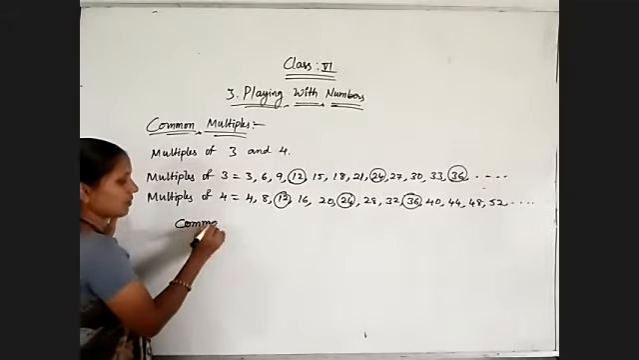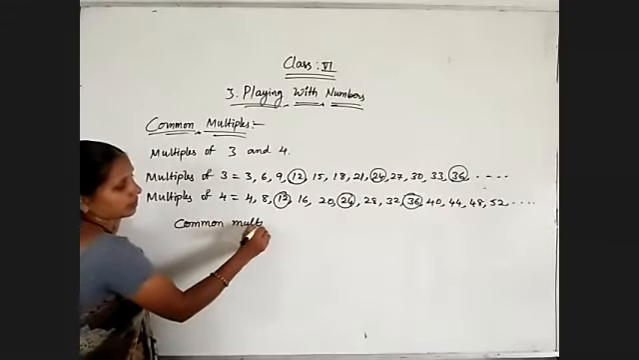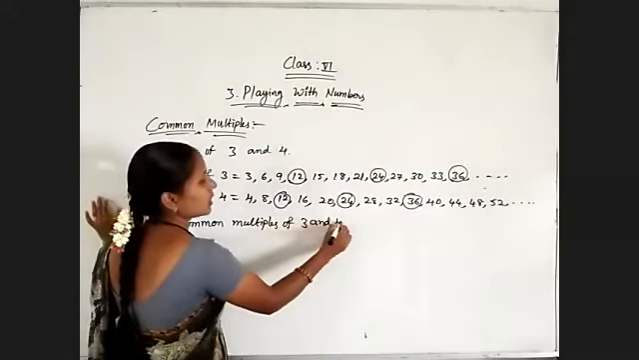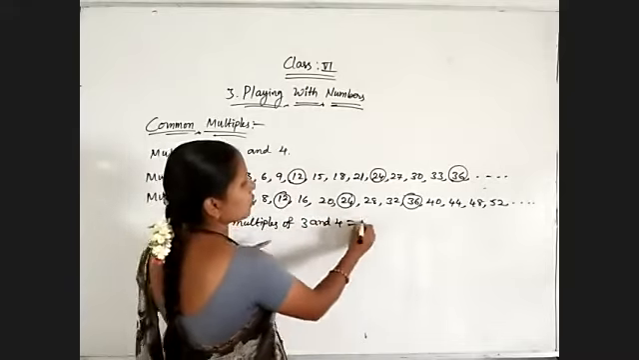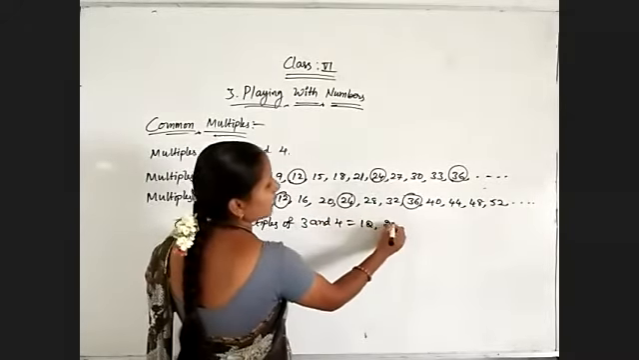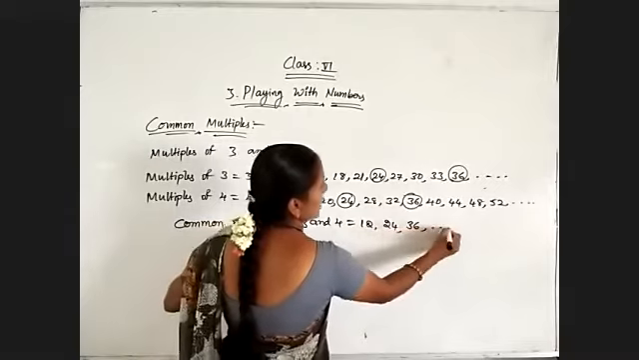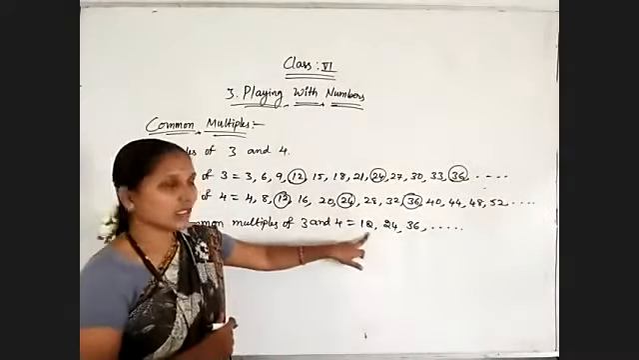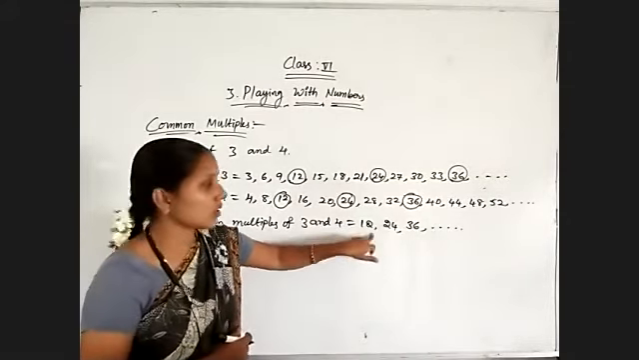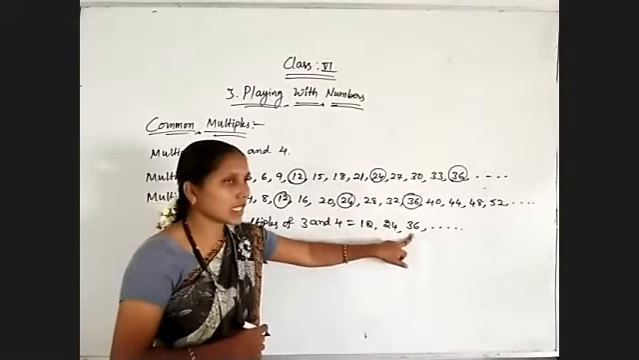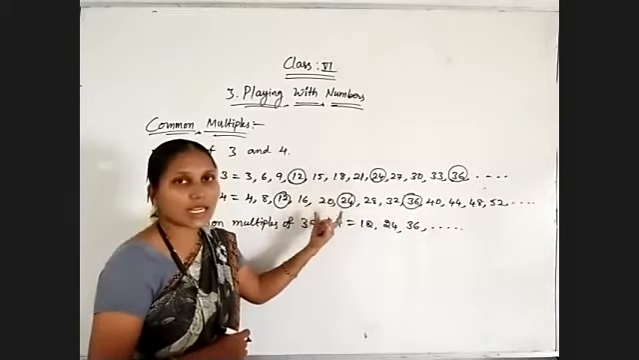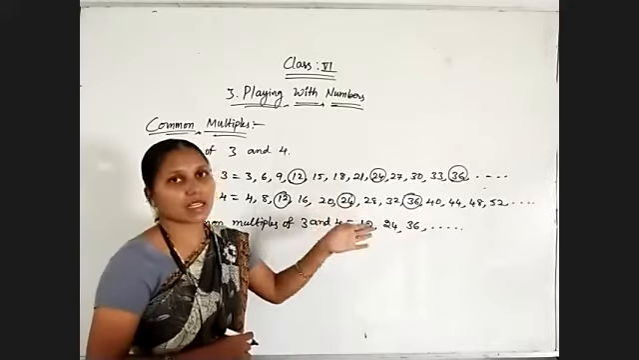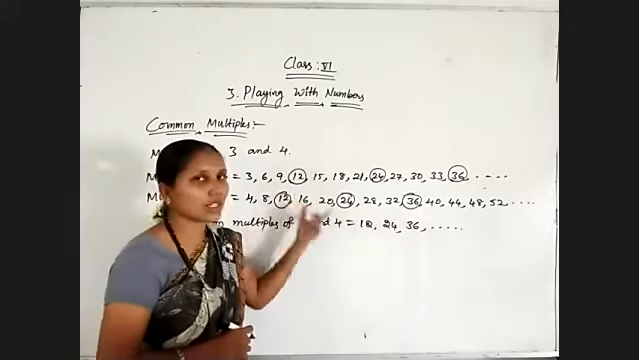Common multiples of 3 and 4 are 12, 24, 36. What will be the next common multiple? Observe here: 12 ones are 12, 12 twos are 24, 12 threes are 36. Once you get the first common multiple, if you write its multiples again, all of those are common multiples of the given two numbers.